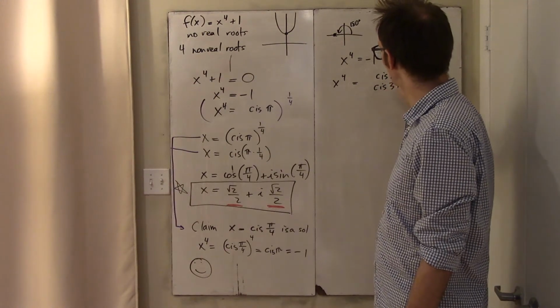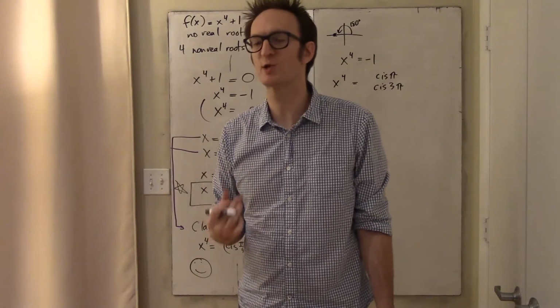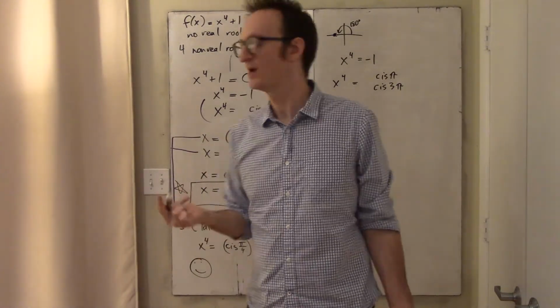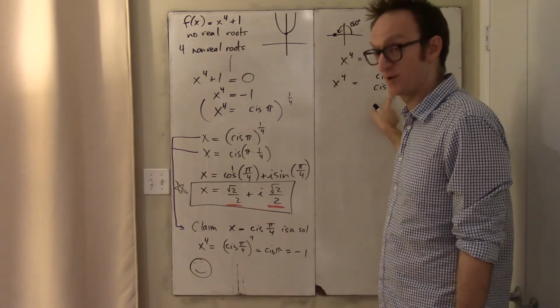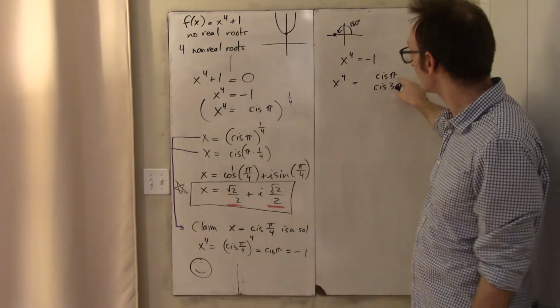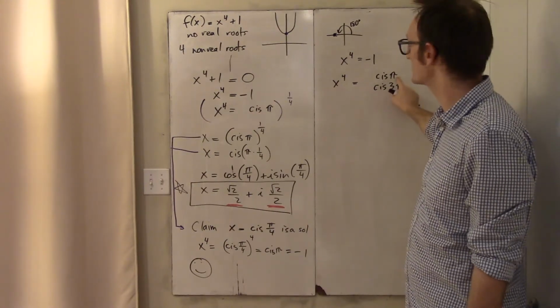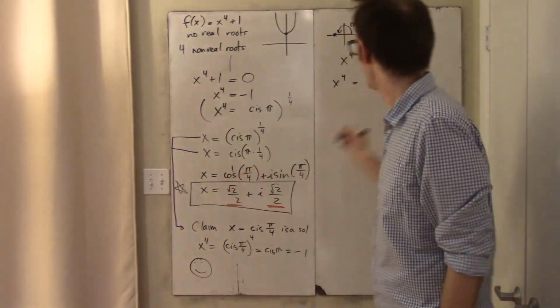but I'm also going to write it as cis 3 pi. And here's the thing. Cis 3 pi is just also negative 1. It just is, because the cosine of 3 pi is negative 1, and the sine of 3 pi is 0. In other words, cis 3 pi equals cis pi. Of course it does, because all I did was rotate around 2 pi more.